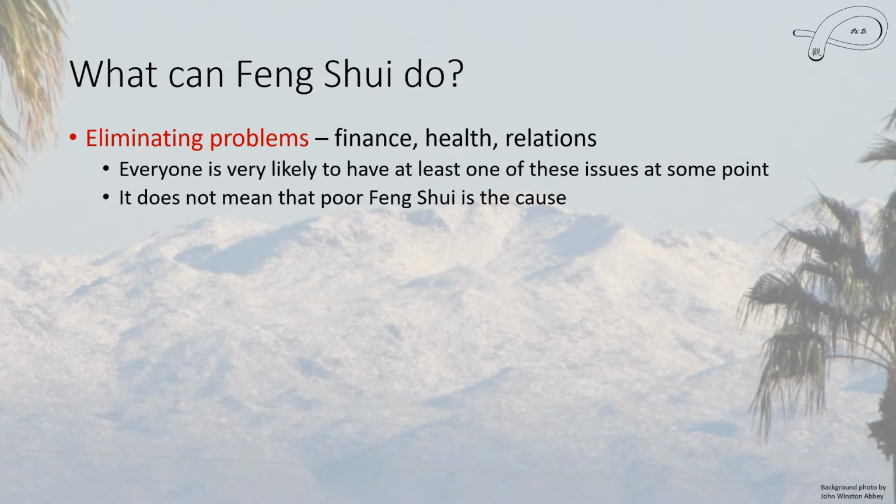Now, I'm in my 60s, and everybody I've ever known who isn't an infant has had some of these problems at some point in their life. But that doesn't mean it's always because of poor Feng Shui. Sometimes problems just happen. When we had the meltdown in the subprime mortgage, that is something that it's hard for an individual to control. We were lucky we didn't get affected by that, but many people did.